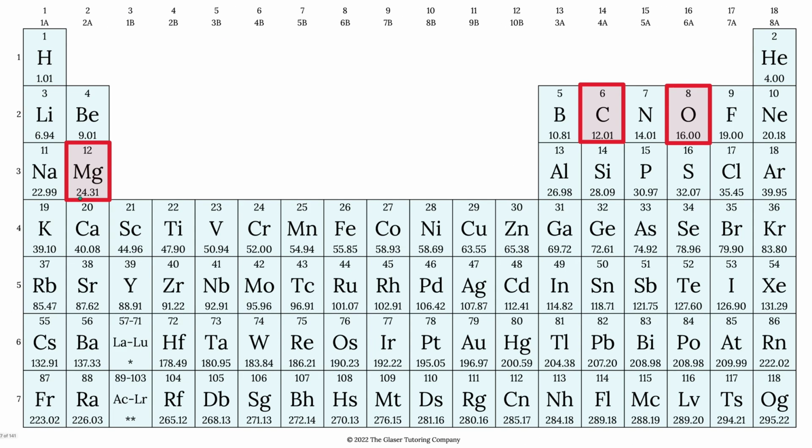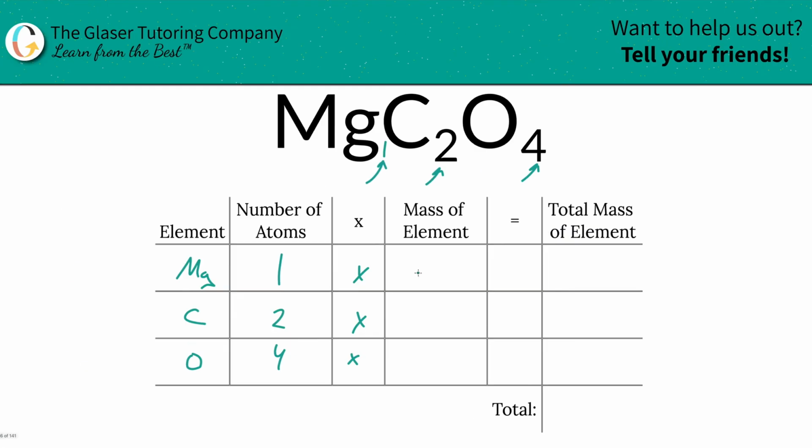So we go to the periodic table for this. Magnesium is 24.31, oxygen is 12.01. What? That's carbon. Carbon is 12.01. Oxygen is 16. I knew something sounded wrong. So we're going to write those masses on down, right? This is 24.31 for magnesium. Carbon is going to be 12.01, and oxygen is going to be 16.